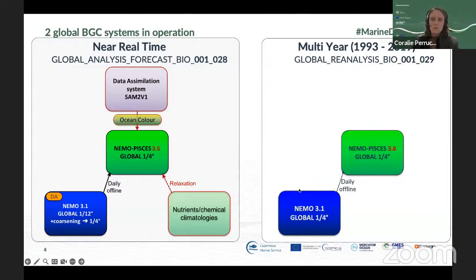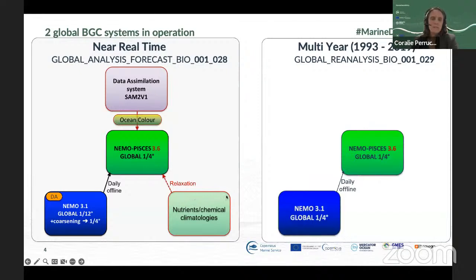But there are a few differences between the two systems. The near real-time system is more complex so far. It is forced with a higher resolution physical model at 1/12 of a degree. This physical model is coarsened from 1/12 to quarter degree grid. There is data assimilation in the physical model, and relaxation of the biogeochemical model to some nutrient climatologies on a one-year relaxation scale, allowing the biogeochemical model to develop its own seasonal and interannual variability.